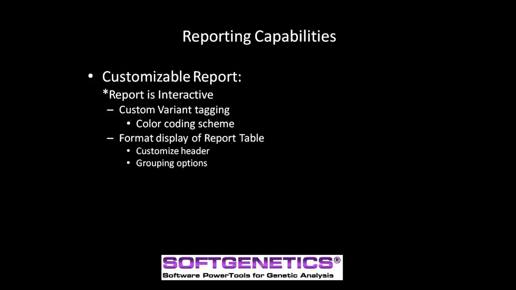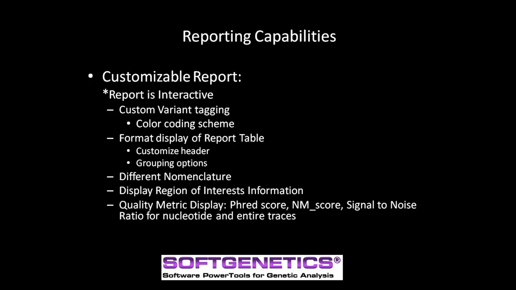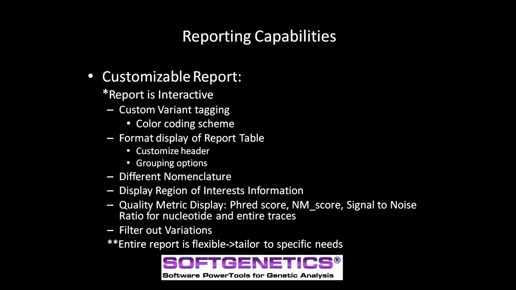You also have the option to change the format of the report table that includes creating your own personal header and different options for grouping samples. The nomenclature for each mutation can be changed to different formats, and for each mutation, you can display region of interest information along with other quality metrics for individual nucleotides and entire traces. And finally, you can filter out variations that you do not want to include in your final report. In other words, the entire report can be customized by you.